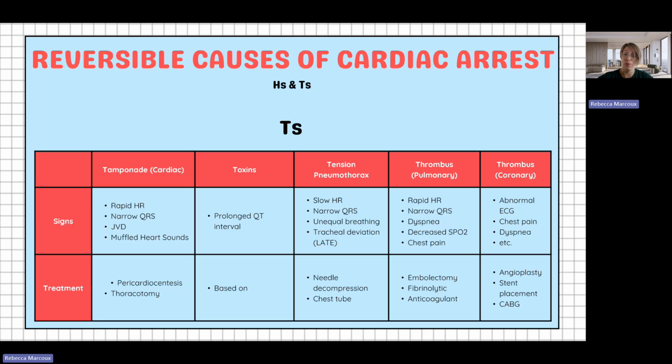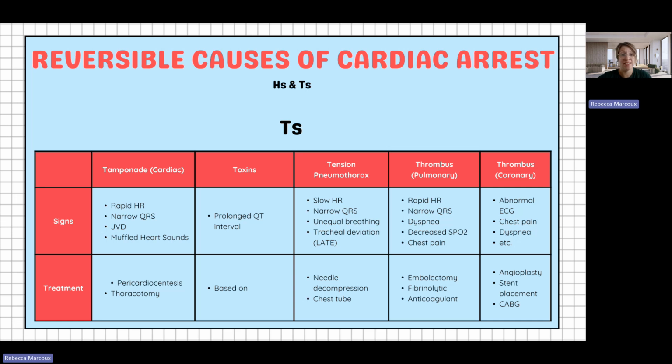Often with toxins, we're meaning overdoses, ingested substances, things like that. So often what you're going to see is the patient had a prolonged QT interval, and the treatment's really going to be based on what the agent ingested or given was. So often, if we're thinking of toxins, we're working with poison control for reversal agents.